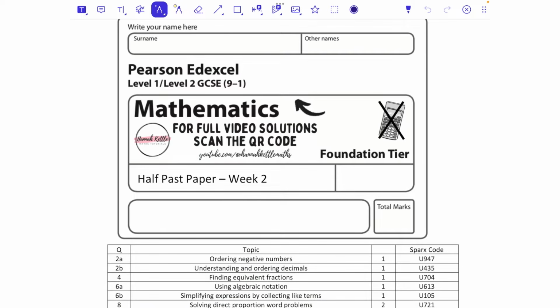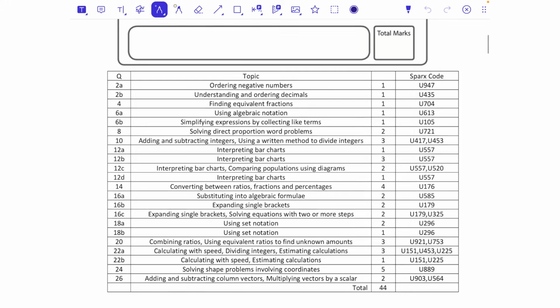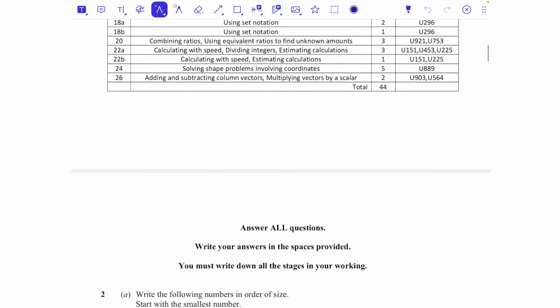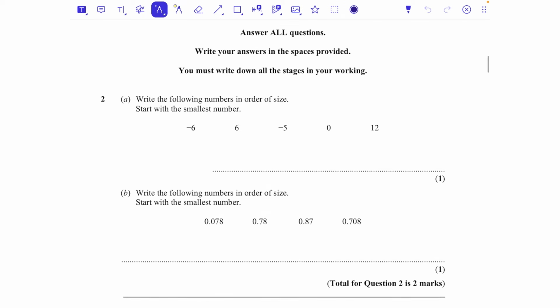So this is the week 2 half pass paper. If you did week 1, then this is the even numbers and last week was the odd numbers. So actually those two papers make up a whole paper. 44 marks on this one. We had 36 on last week's. So together making the 80 marks that make up a whole pass paper.